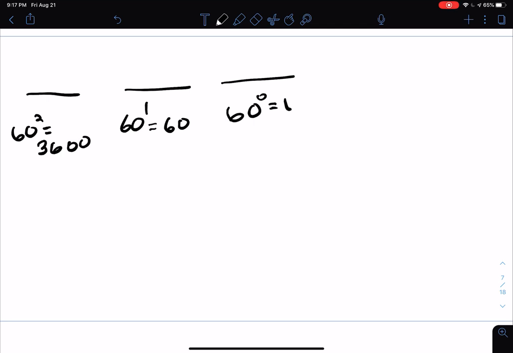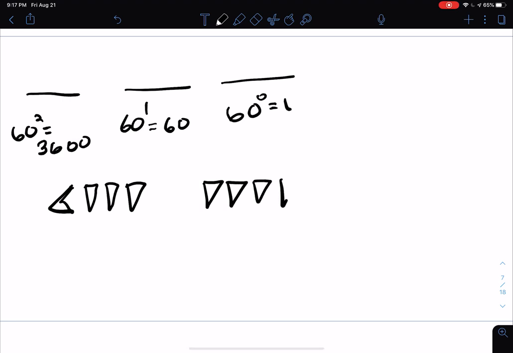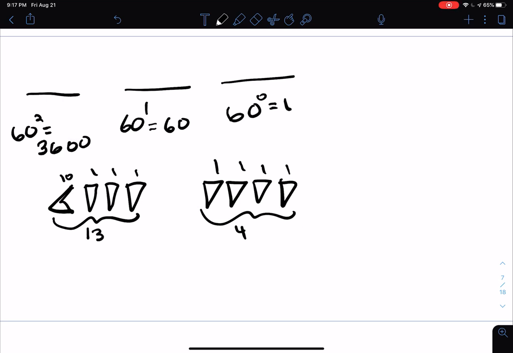So let's say you have a number that looks like this: a thicker wedge, thinner wedge, thinner wedge, thinner wedge. Again, please bear with me, I'm doing my best here. And then there's a gap. And then thinner wedge, thinner wedge, thinner wedge, thinner wedge again. We know that thick wedge is 10, thin wedge is 1. So this is 13, and this is 4. But it's not 13 and 4, because we have to consider the place value.